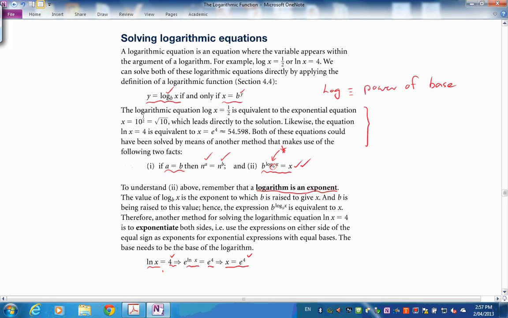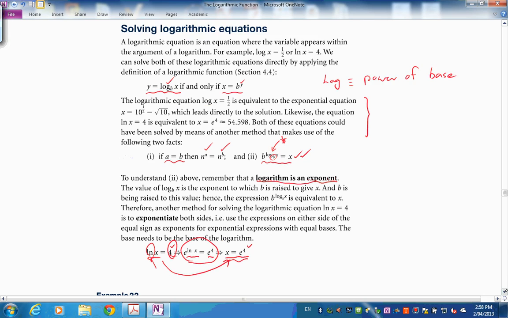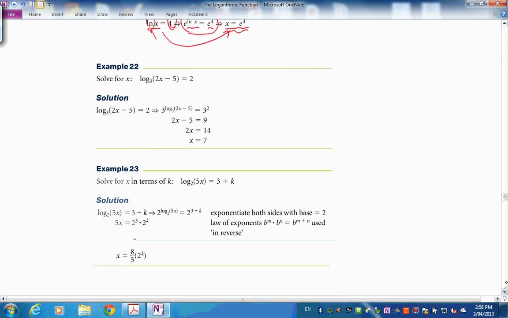I prefer you go straight from here to here. Use the definition. The log is 4. Oh, and it's base e, so therefore x is e to the 4th. I don't think we need the middle term in there. Just go straight from the definition. So think about that.